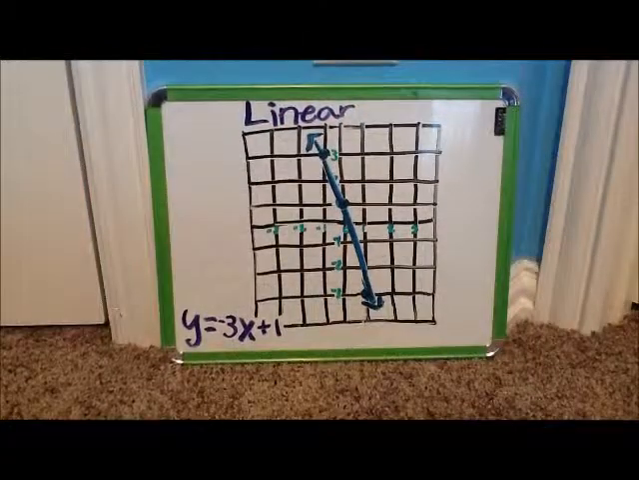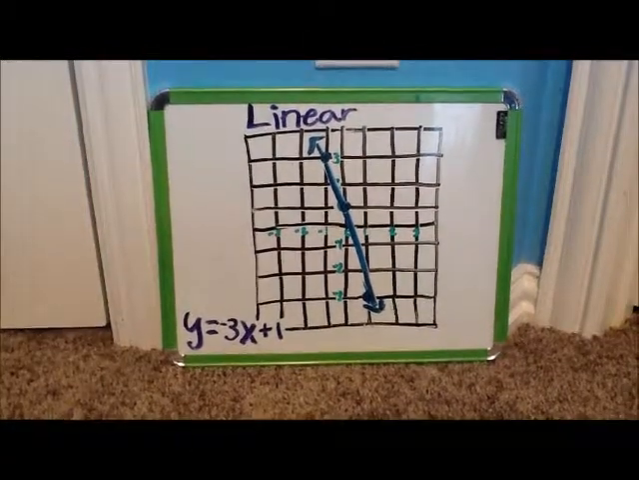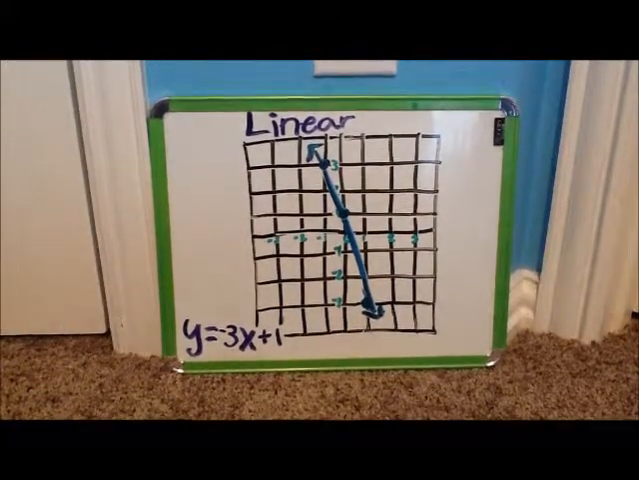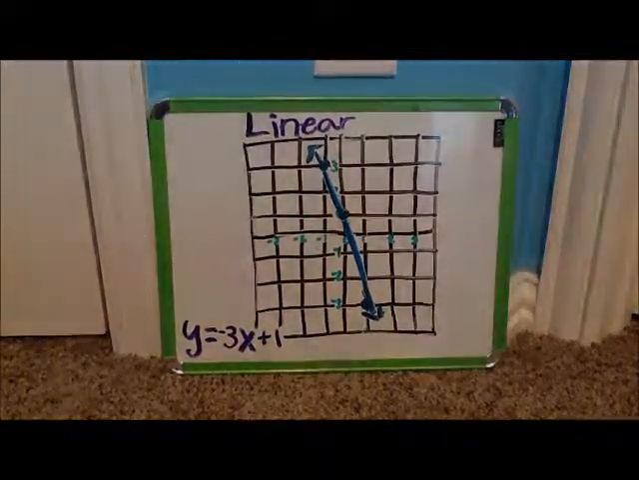In this linear equation, the line does not go through the origin. The equation of this graph is y equals negative 3x plus 1. Negative 3 is the slope, and 1 is the y-intercept.